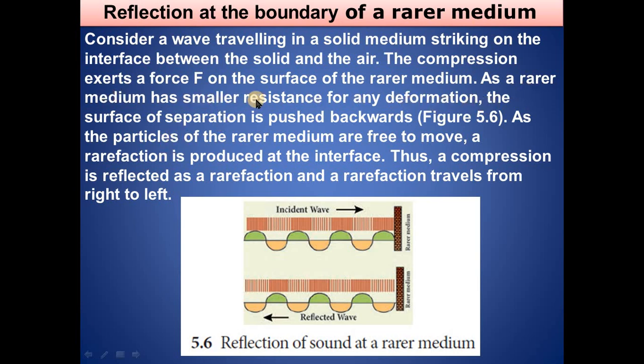This is a very important point for your objective type questions, please note it down, children. As a rarer medium has a smaller resistance to any deformation, the surface of separation is pushed backward. By this figure, we can easily understand this statement. As the particles of the rarer medium are free to move, a rarefaction is produced at the interface. Thus, the compression is reflected as a rarefaction, and the rarefaction travels from right to left.